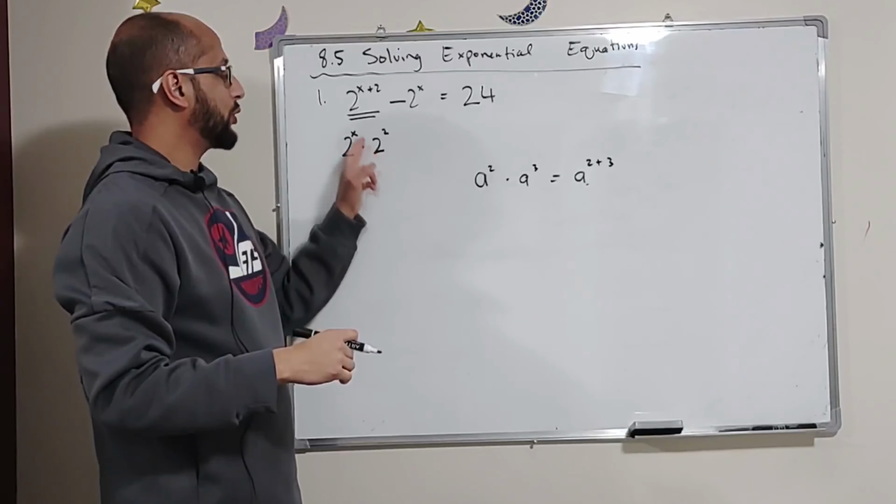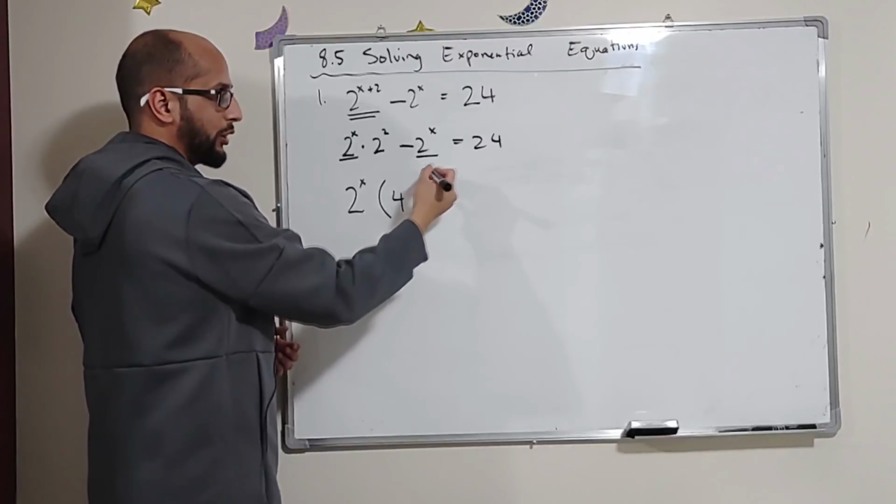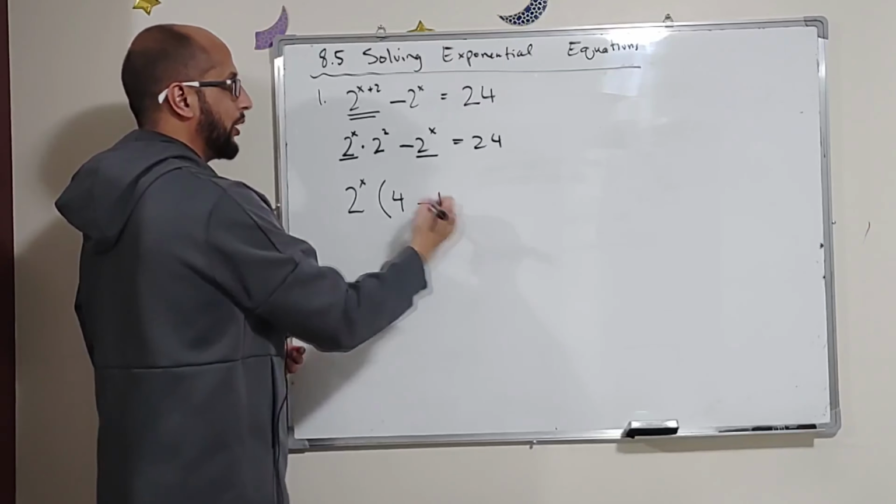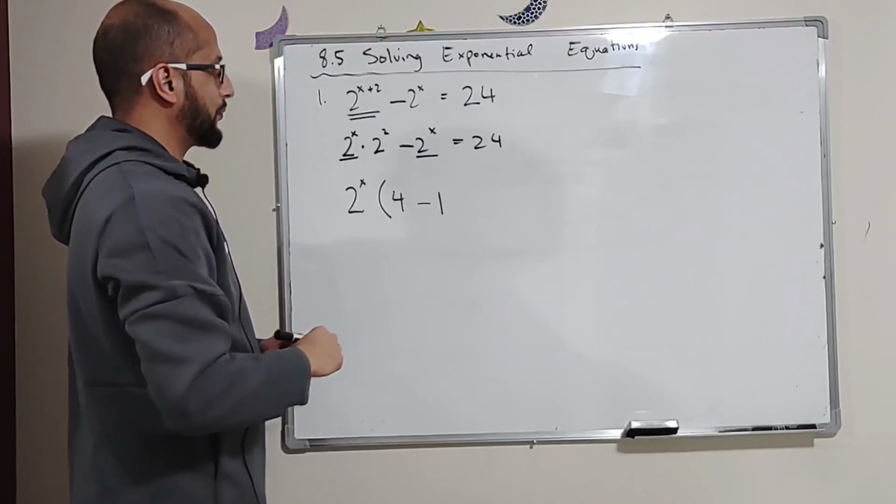Now, again, we cannot simplify further, but we recognize there's a 2 to the power of x here and here, so we can factor it out. What are we left with here? 2 to the power of 2, I'm just going to write that as 4, minus 1, once I factor out the 2 to the power of x. And that's equal to 24. So 2 to the power of x times 3 is 24. 24 divided by 3 is going to be 8.